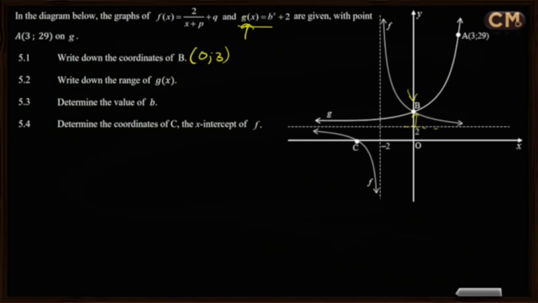So just remember that it doesn't matter what b's value is, the x value is 0, and anything to the power 0 is just going to be 1, and 1 plus 2 gives us 3.